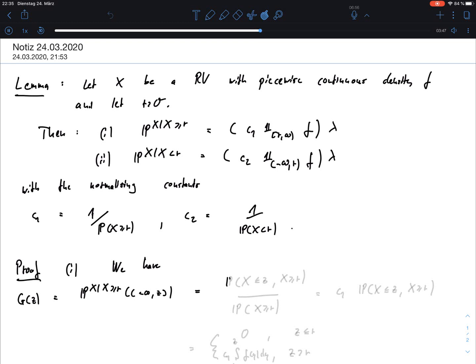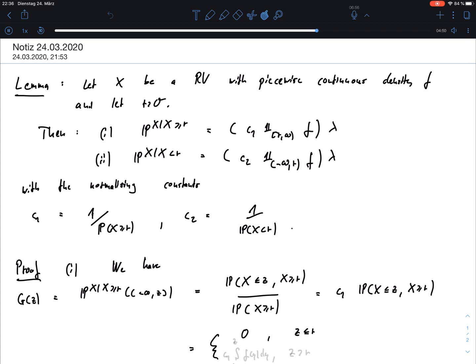By definition, this is just the fraction: x less or equal than z and greater or equal than r, the joint event, divided by the probability that x is greater or equal than r. The first thing we see is that this is just C1, by definition of C1, times the probability of x less or equal than z and x greater or equal than r. Now we have two cases. If z is less than r, then we have conflicting conditions, so we have the empty set as event, and so we have probability 0 if z is less or equal than r.